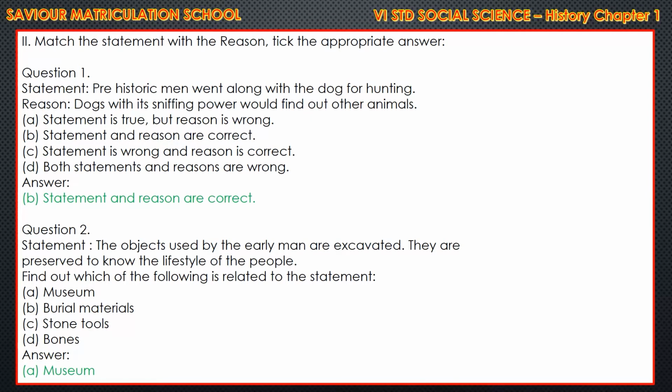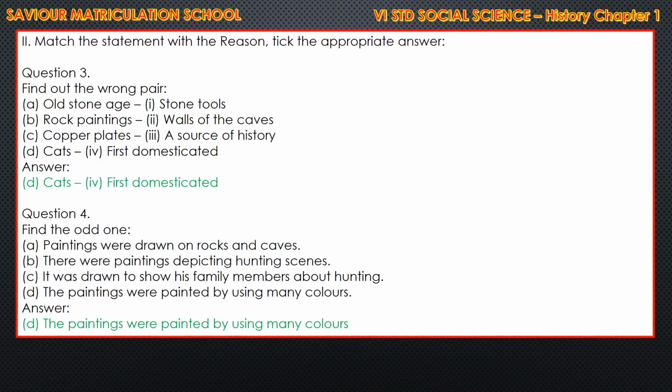Here, children, while I was taking the class, I told you, explain where the objects which were excavated by the archaeological department are preserved. I told you. A, museum is the correct answer. Okay. Now, next one, Roman letter 2. Match the statement with the reason, tick the appropriate answer. This is question number 3. In this, find out the wrong pair.